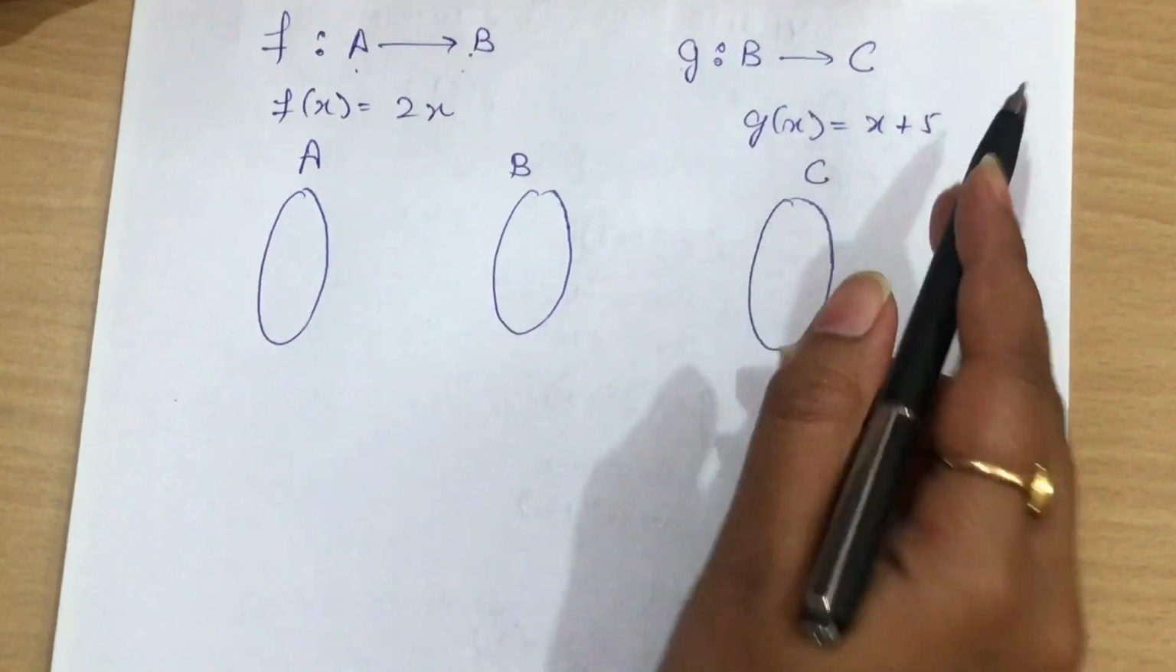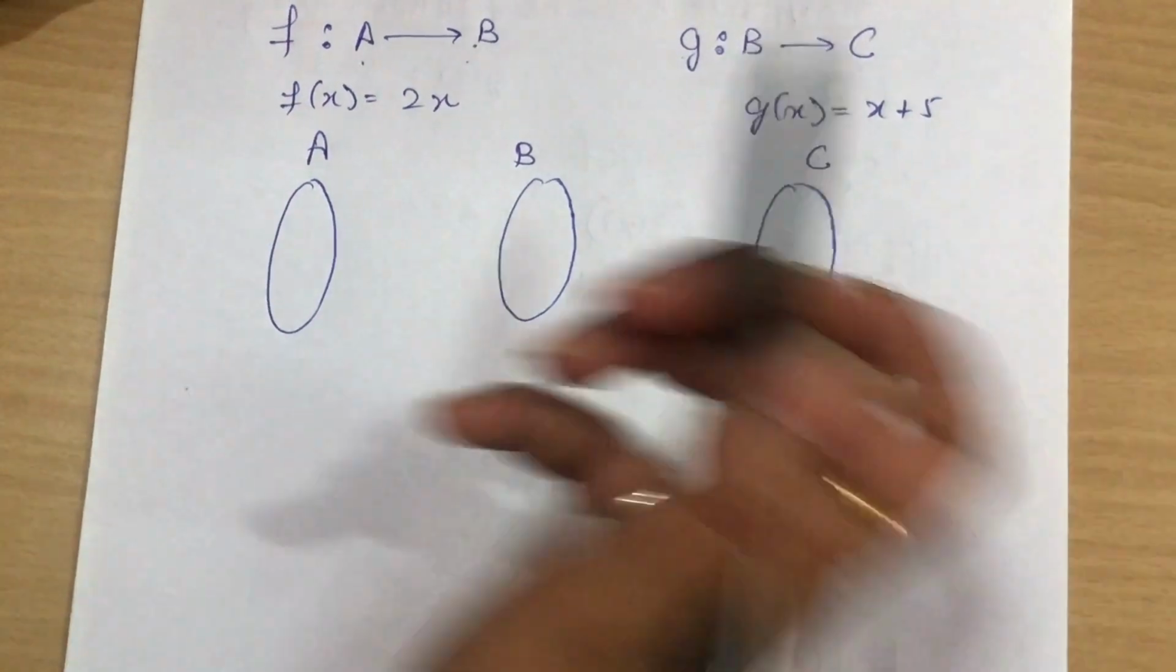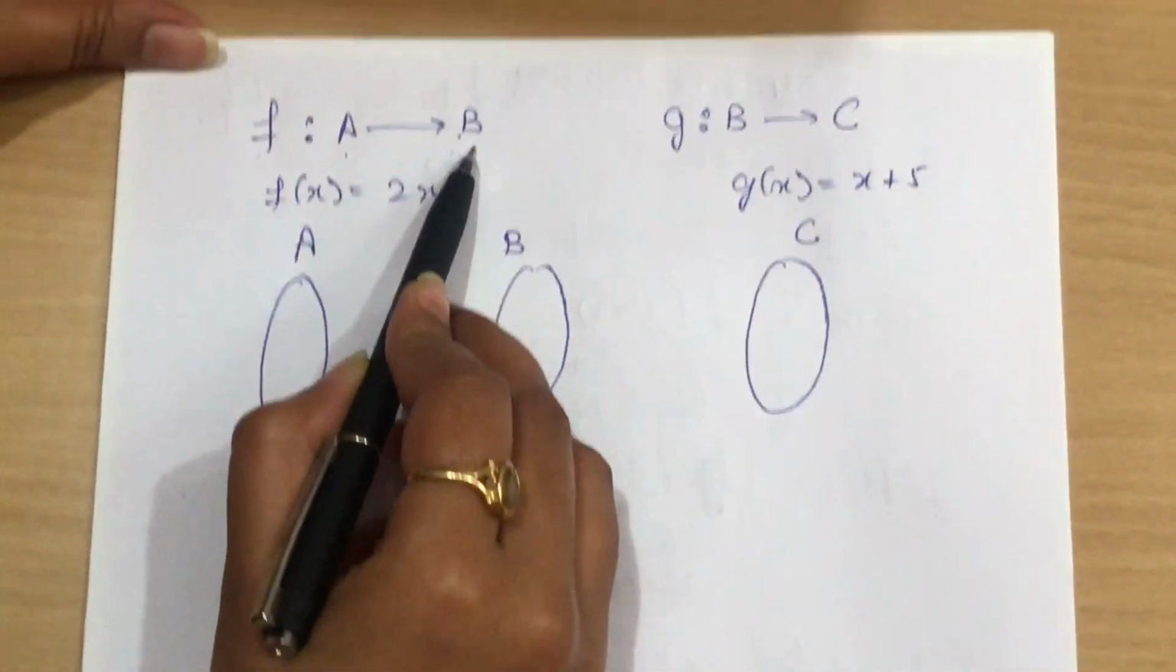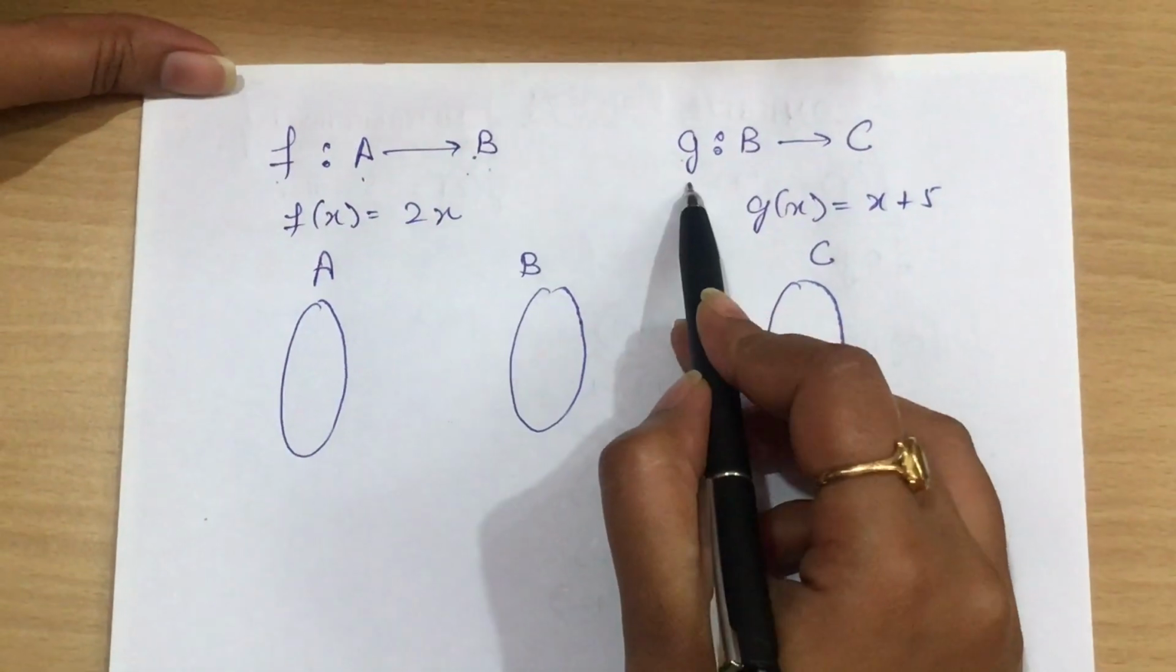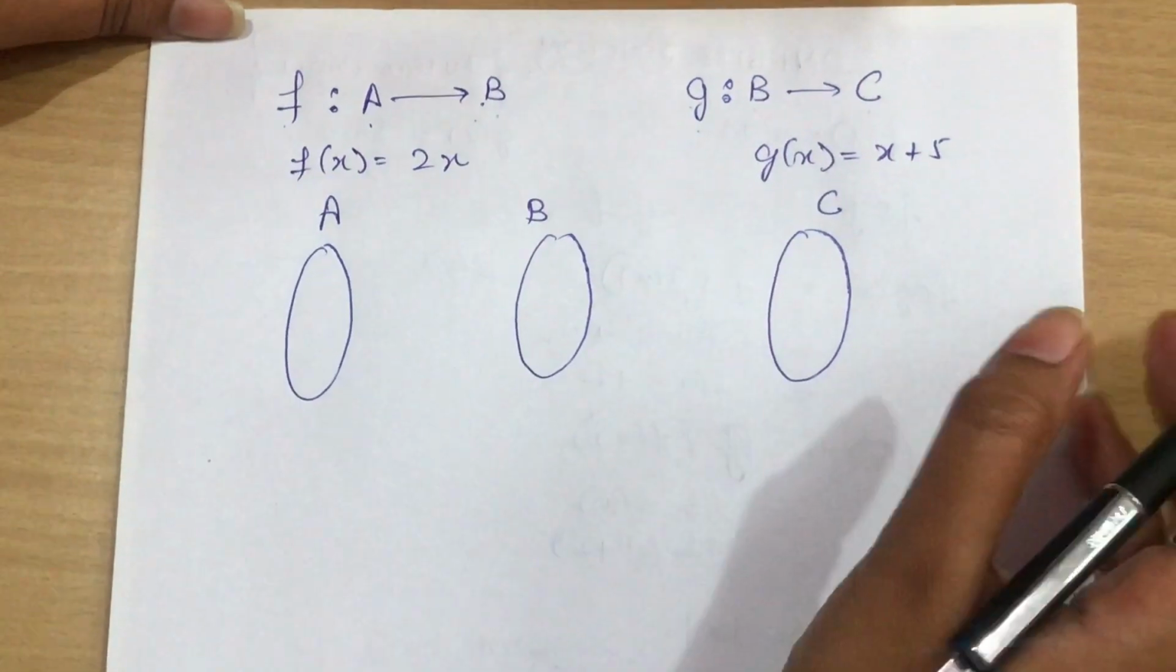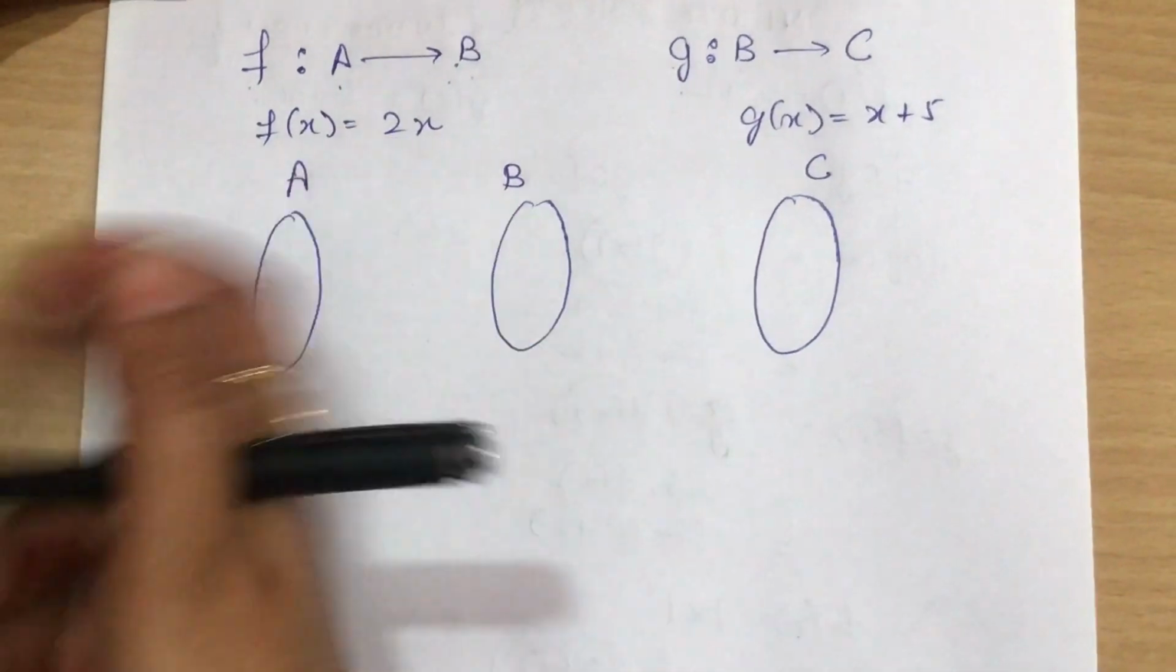So students, listen to me very carefully. When I talk about this function f, here B is your codomain. But when I talk about this function g, here B is your domain. Okay, so let's start with the mapping.